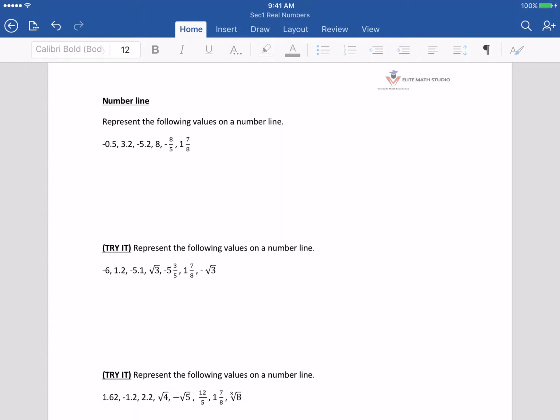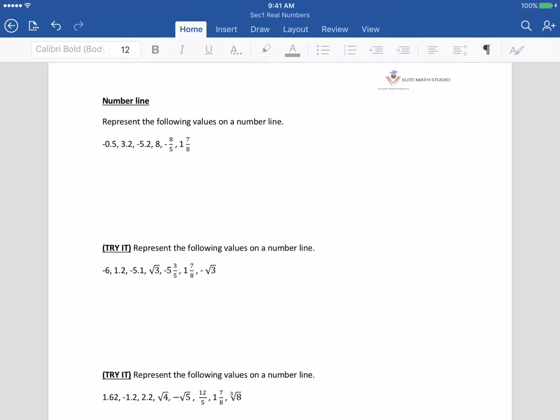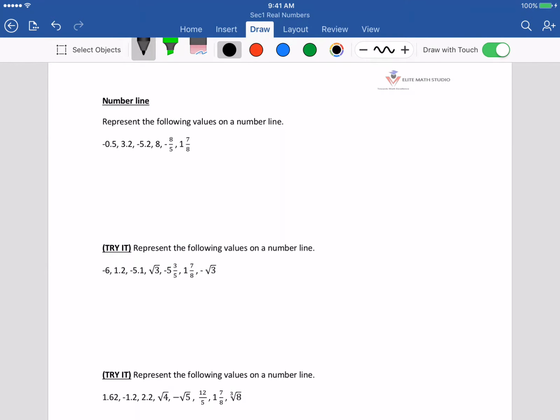Next one, you're supposed to represent the following values on the number line. Okay, let's try first. Let's put everything in decimal first. It will be easier for us. So this negative 8/5 is equal to negative 1.6, and this one is equal to 8.25, and this one 8.75. Okay, let's express all this on a number line.